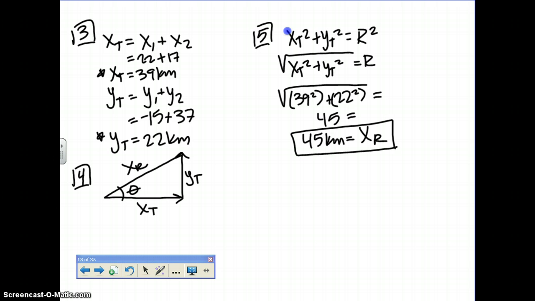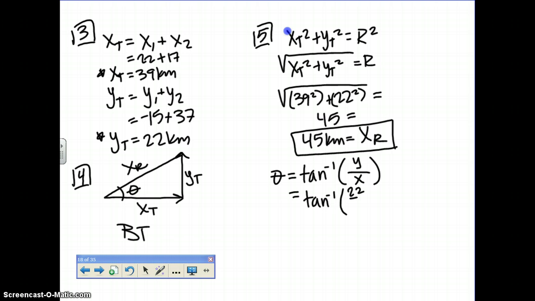Okay, how about direction? Direction is going to be the inverse tan of opposite over adjacent. Looking at your new picture here, step number 4, who is opposite and who is adjacent? Is it inverse tan of X over Y or inverse tan of Y over X? Well, since you created a bow tie triangle, it should be Y over X. So that would be the inverse tan of 22 divided by 39. Please stick that in your calculators. Inverse tan of 22 divided by 39. It should roughly give you 29 degrees.